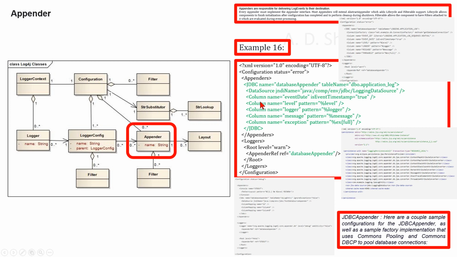The JDBC appender uses this information to formulate a prepared statement to insert records without a SQL injection vulnerability. The column parameter name, a string, is required: the name of the database column.